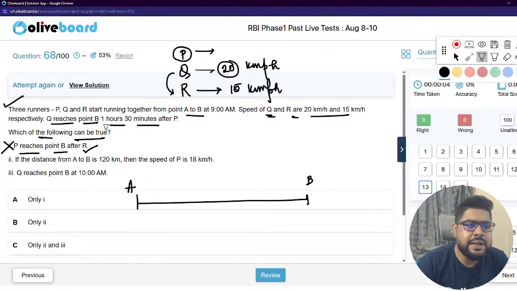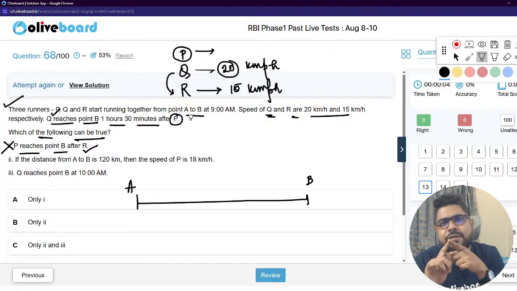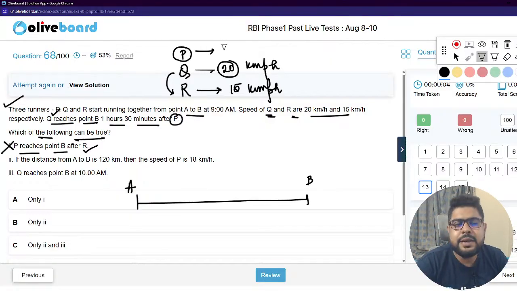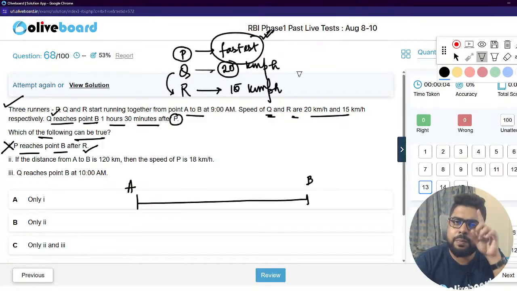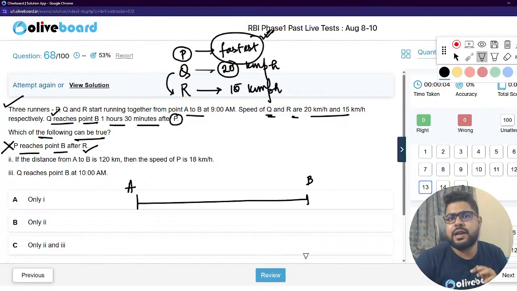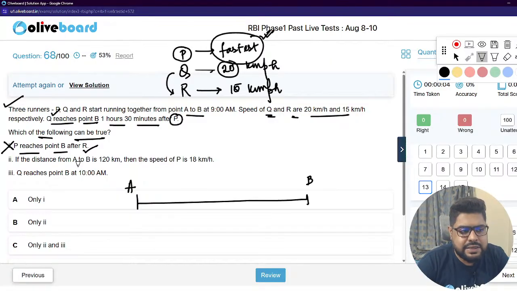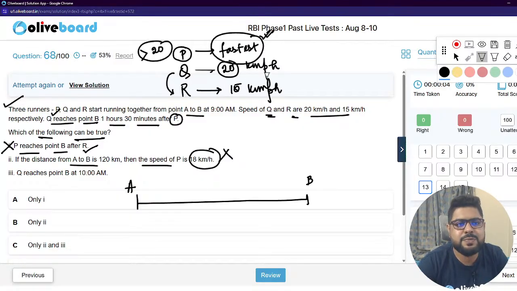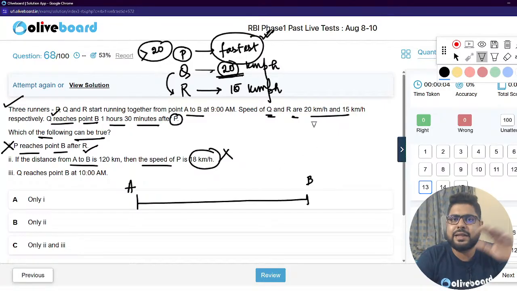Now please understand, they have told you that Q is reaching after P. Meaning P is the fastest person, so P will reach B first. There is absolutely no way P can reach even after R. P will be the first one to reach. So this is absolutely wrong. The speed of P must be greater than 20, because the speed of Q is 20 and he is the fastest.